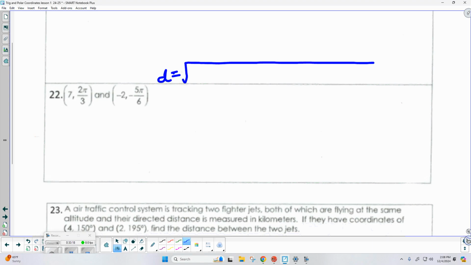Okay. So here's the formula. You're going to take the first radius squared plus the second radius squared. Then we subtract 2 times the first radius times the second radius. And then as Audrey said, we finish up with cosine of θ2 minus θ1. Remember, you remember this, right?